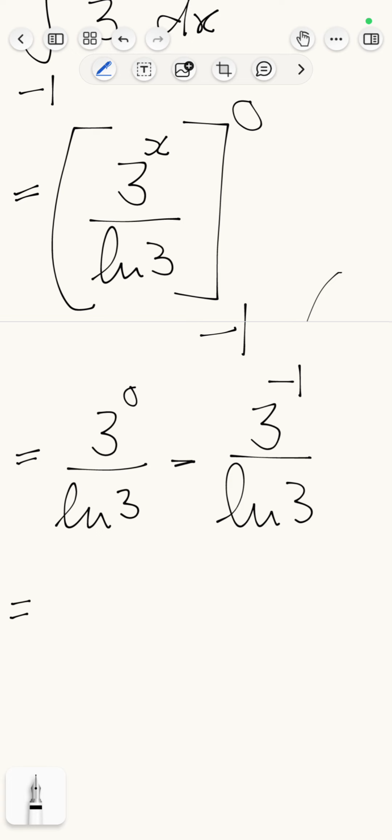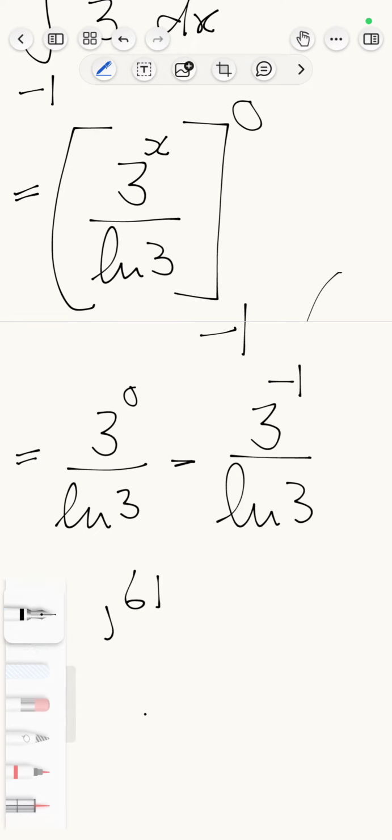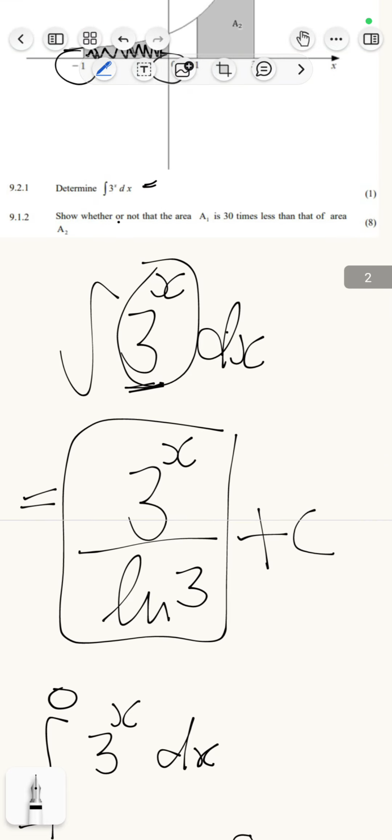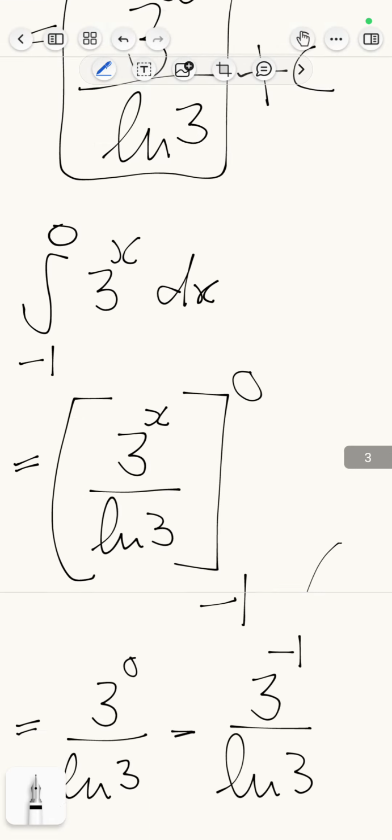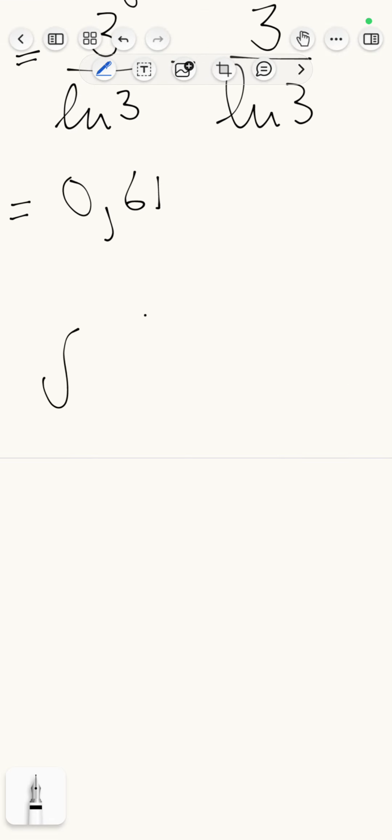Right, and my calculator says the answer for this is 0,61. Okay, so I'm rounding off to two decimal places, 0,61. Then they want me to find the area of A2. So I'm going to do exactly the same thing. Now my limits are 1 and 3. Okay, so again, all of the same stuff. I'm taking the integral. I start at 1, I end at 3. My function goes over here. My function is 3 to the power of x dx.